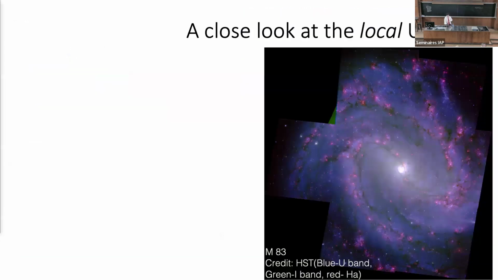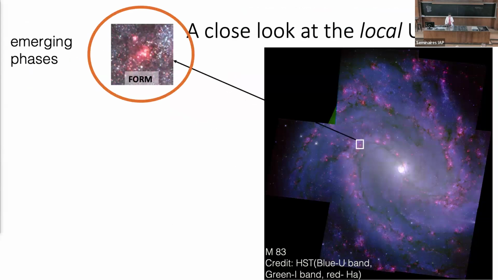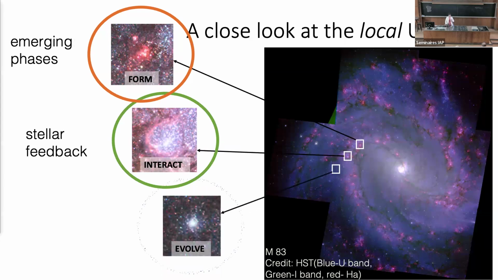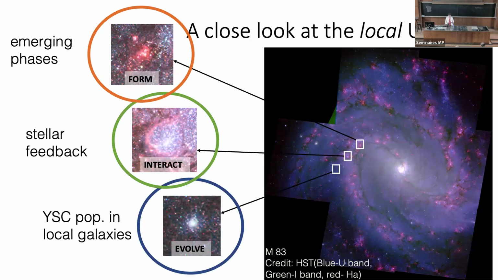So when we move to the local universe, essentially this is M83, it's 5 megaparsec away. We see all the phases from their formation, interaction with the immediate ISM, the H2 regions, and then we see them evolving in the disk. And this is the view that I would like you to keep during the entire talk, because we are not going to resolve stars within star clusters, but we use them as a tracer of star formation in galaxies.